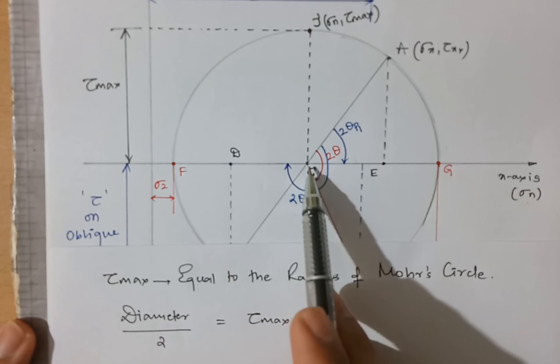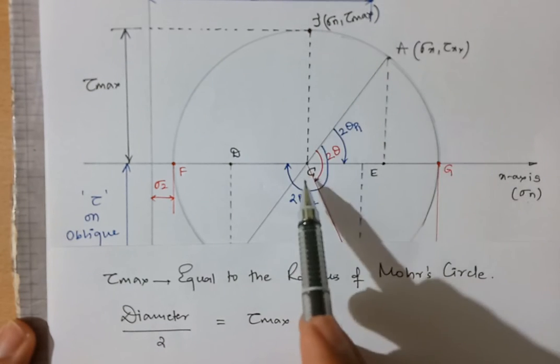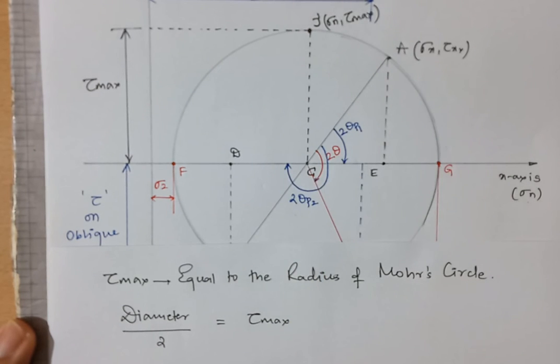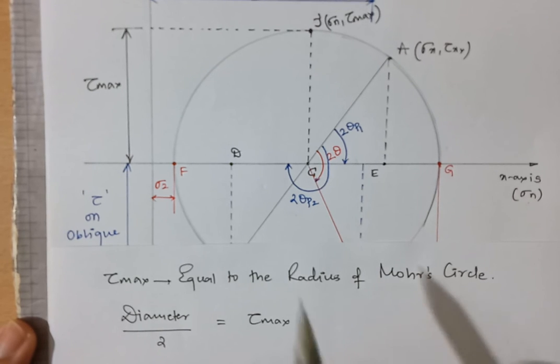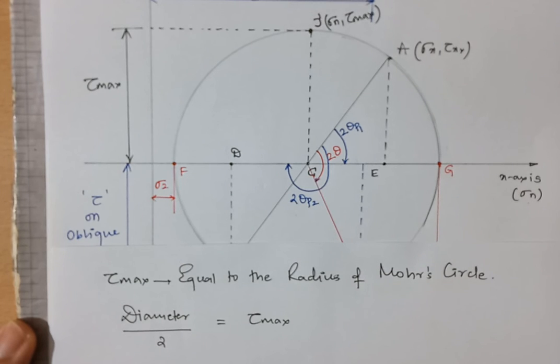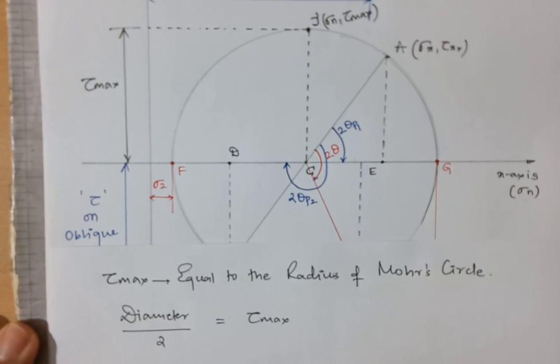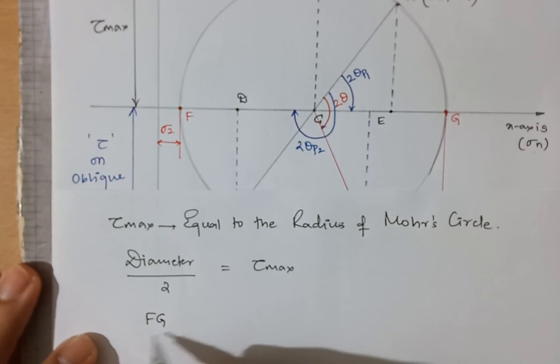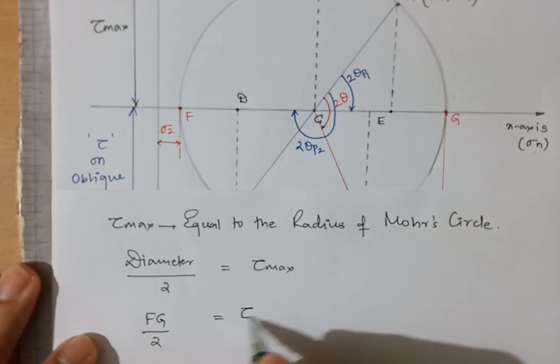You can just check it out. This is point J. From C to J it is nothing but the radius, and I know that the radius is 50% of the diameter. So I have written the same thing: diameter divided by 2 is equal to tau max. Now the diameter is given by F and G, the distance FG. Distance FG divided by 2 gives me tau max.